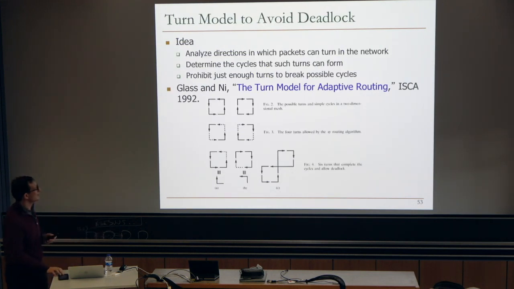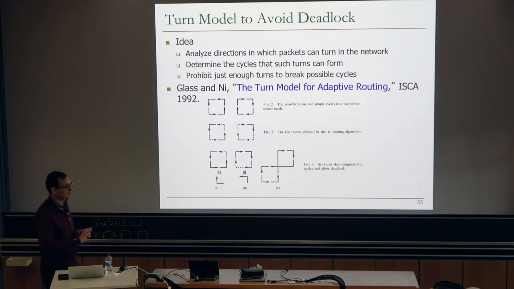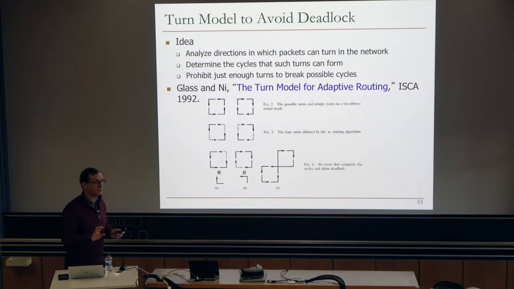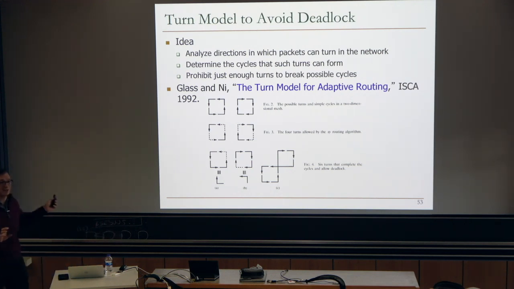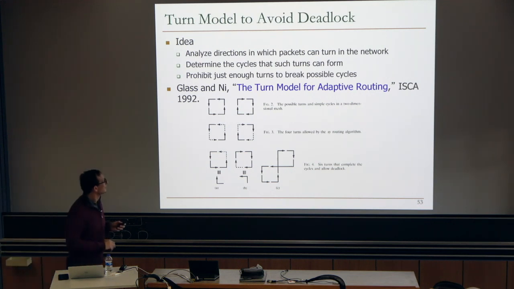Okay, these are correctness issues, but they affect your performance also, because if you solve your correctness issue in a very conservative way, like XY routing, I think your performance goes down significantly, especially in cases where you have contention.